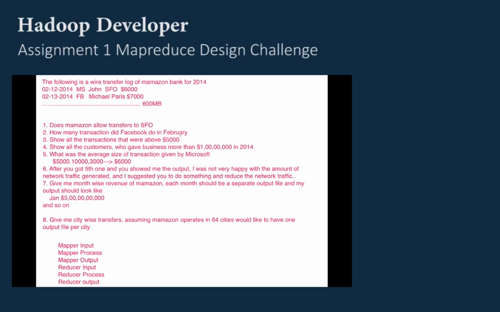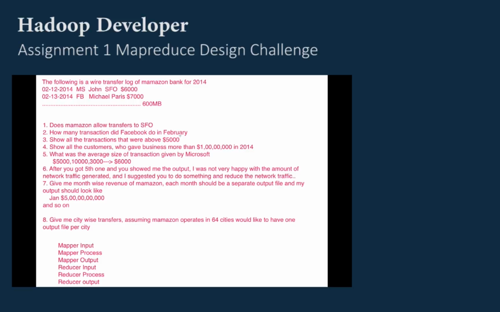So let's look at the first problem. Does Mamazon allow transfers to SFO? Basically you're supposed to write pseudocode for 8 MapReduce programs. The first MapReduce program is, does Mamazon allow transfers to SFO? Just to give you a hint, in this case we are only talking of whether SFO is in the list of cities or not. We are not talking of the amount transferred or the number of transactions done. So this is a perfect candidate where we don't need a reducer at all. We are perfectly okay with just having the mapper.